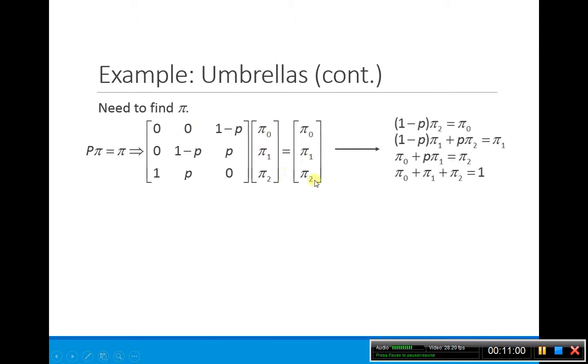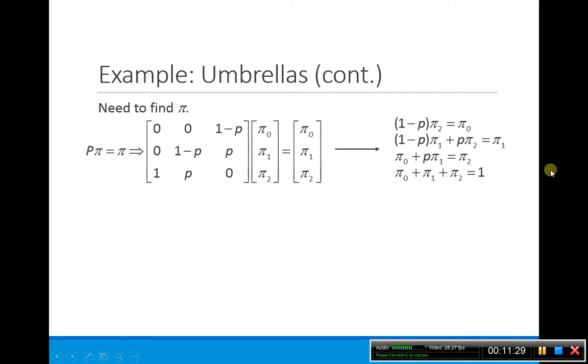We can simplify it. So what we have here is 1 minus p times our pi 2 has to be equal to pi 0. If I multiply the second one out, I'm going to have 1 minus p times pi 1 plus p times pi 2 has to equal pi 1. If I look at what this third one tells us, it tells us that 1 times pi 0 plus p times pi 1 is going to have to be equal to pi 2. And I always have that their sum has to be equal to 1, so that's always a given.